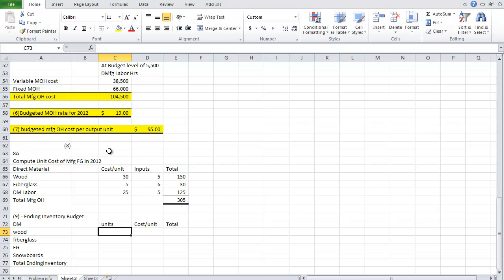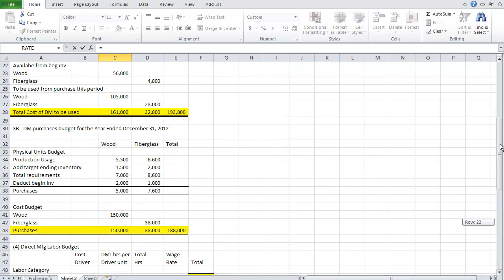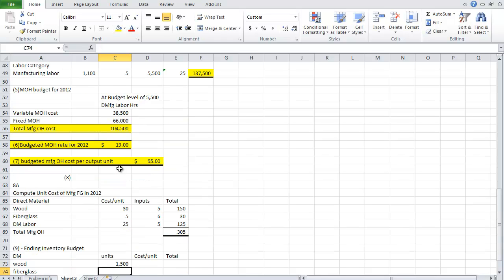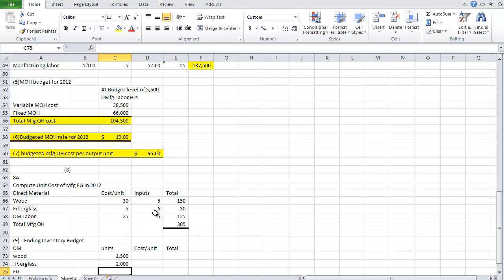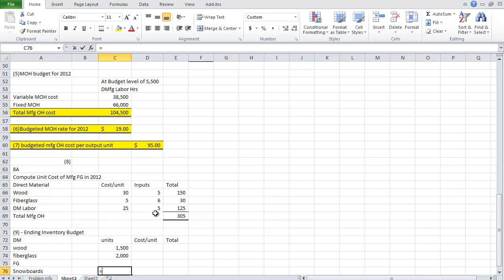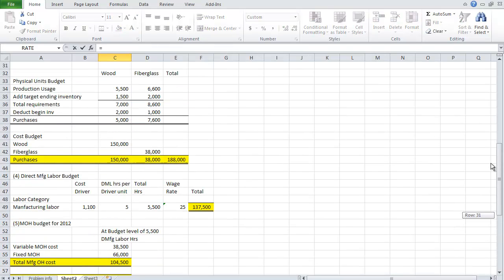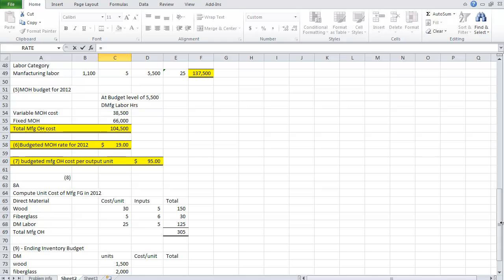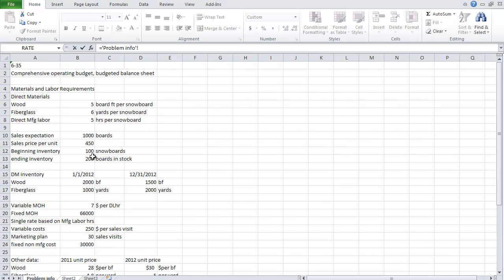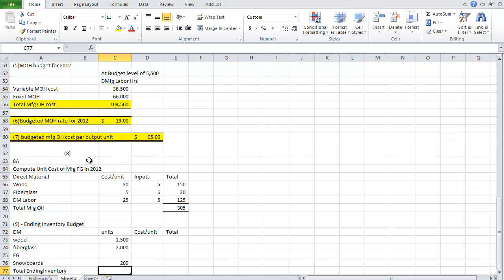From a wood standpoint, I think we calculated this up here. Our target from an ending inventory standpoint is 1,500 units. We could also have gotten this from the problem information, but I knew that we had used it already. We want to have 2,000 yards of fiberglass. From a finished goods standpoint, I think we have this already up here as well. We can go back over to the other side if not here. No, it doesn't look like we've used this yet. So let's figure out, we want to have ending inventory of 200 boards.